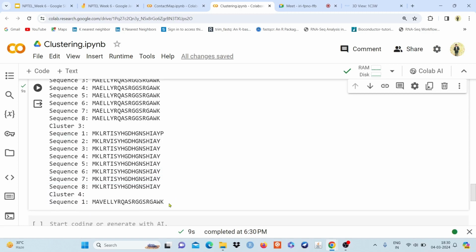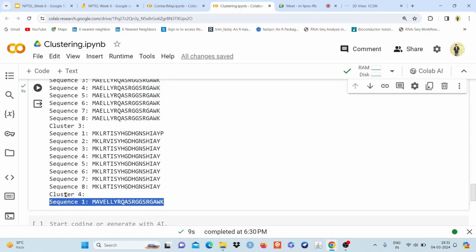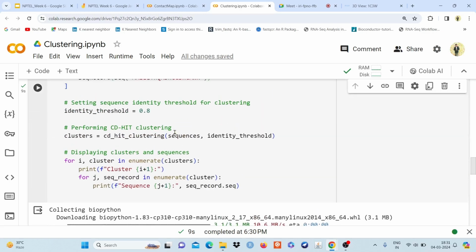So this means that this single sequence doesn't share an identity of more than 0.8 with any of the sequences falling in cluster 1, 2, 3. So it has been made into an individual cluster itself. Here the examples are very identical, just to make it simple for your visual representation. In real time, the sequences will be diverse, so accordingly, the identity threshold can be modified.